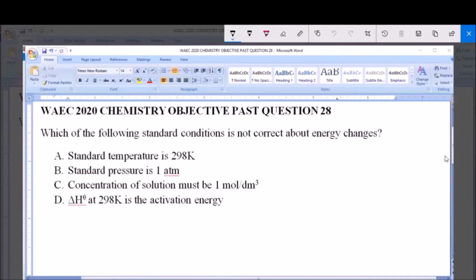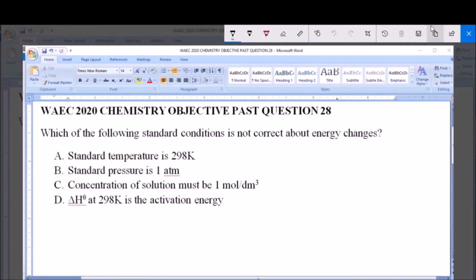Hello and welcome. I'm going to be answering WAEC 2020 Chemistry Objective Past Question 28. Which of the following standard conditions is not correct about energy changes? A. Standard temperature is 298 Kelvin. B. Standard pressure is 1 atmosphere. C. Concentration of solution must be 1 mole per dm cube. D. Change in heat, that is enthalpy change at 298 Kelvin, is the activation energy.